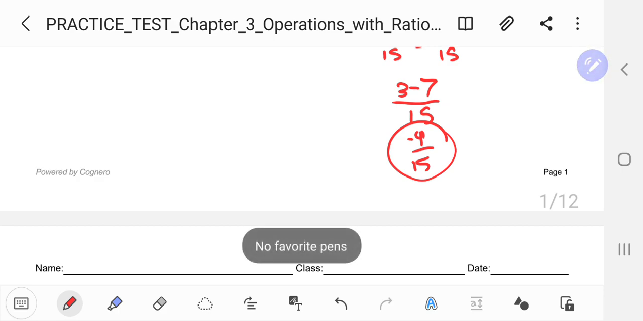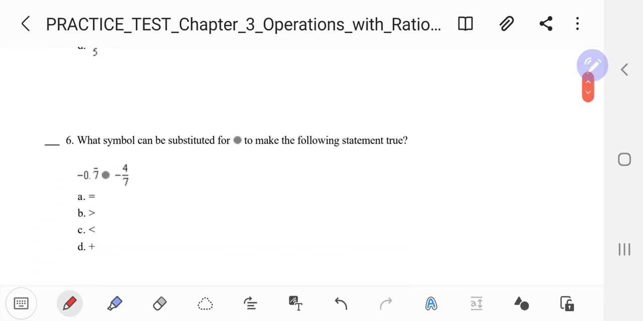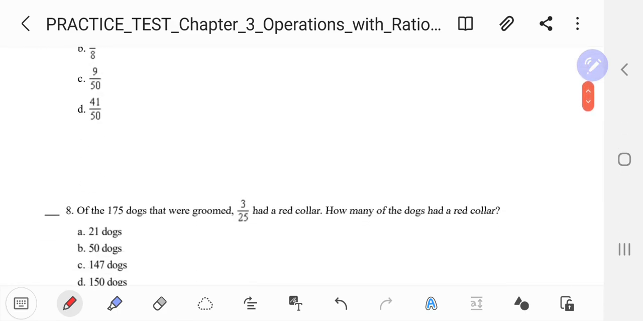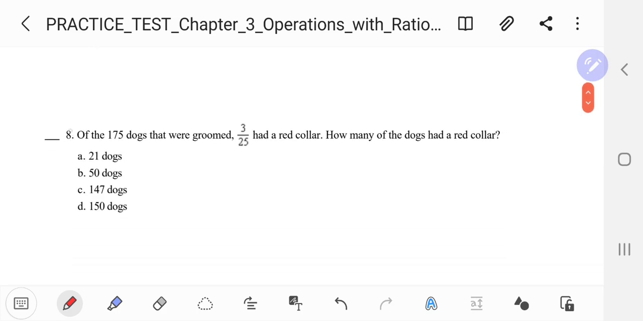Okay, next we are going down to number 8. That's the next one that it seemed like we had a little trouble with. Number 8. Okay, the key word here is of the 175 dogs that were groomed, 3/25 had a red collar. So we can say 3/25 of the 175 dogs. When you see that type of problem, that's going to be multiplication.